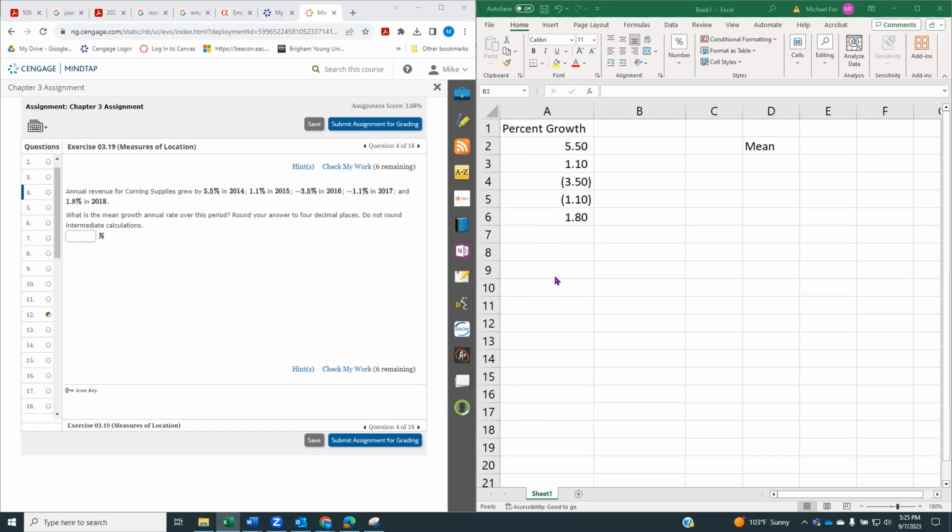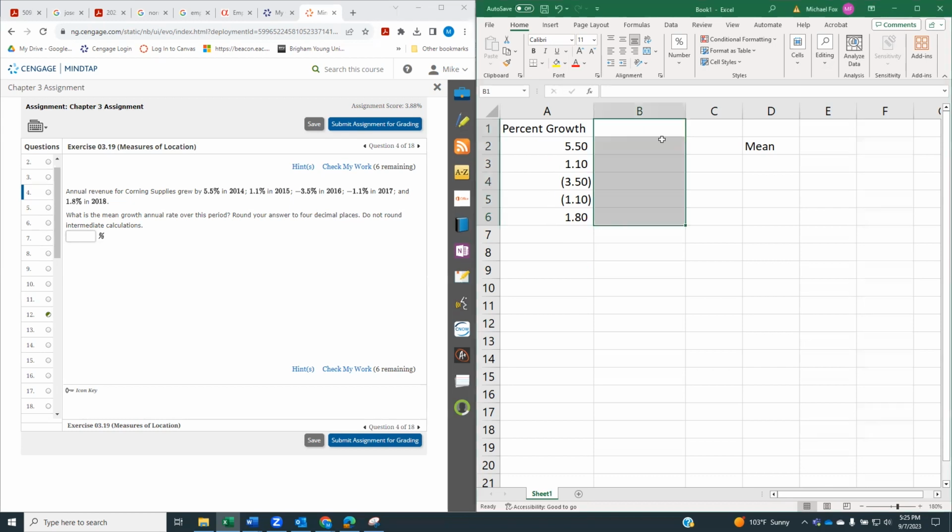And we can't just use equals average to find a regular mean, because with growth rates like this, they compound upon each other year after year. So instead, we have to use the geometric mean. But we can't just use geometric mean directly with these percent growth numbers, because we can't use negatives in the geometric mean function in Excel.